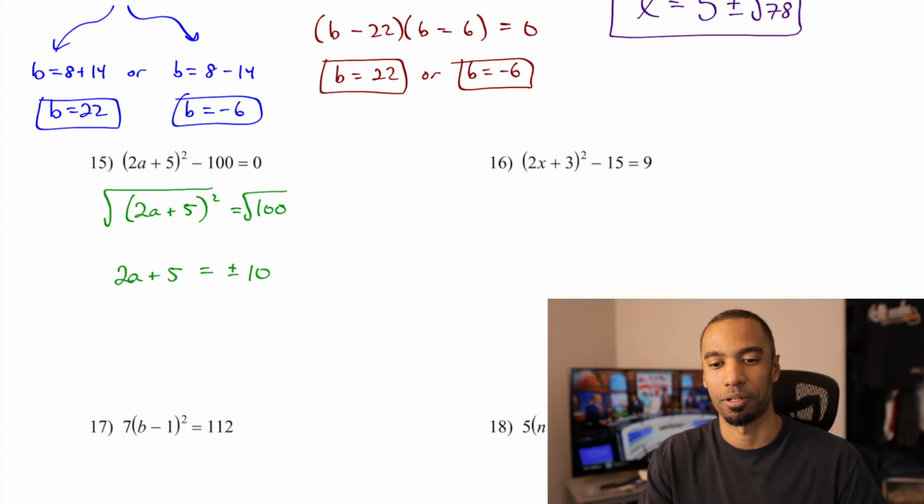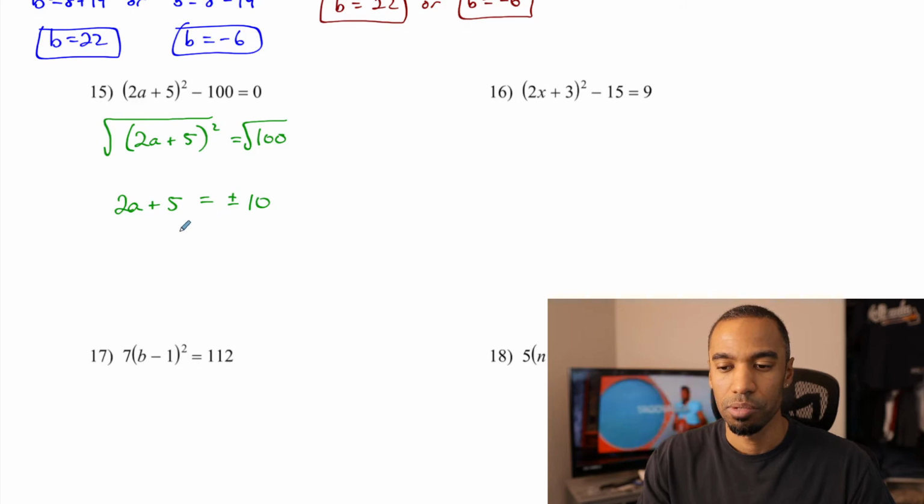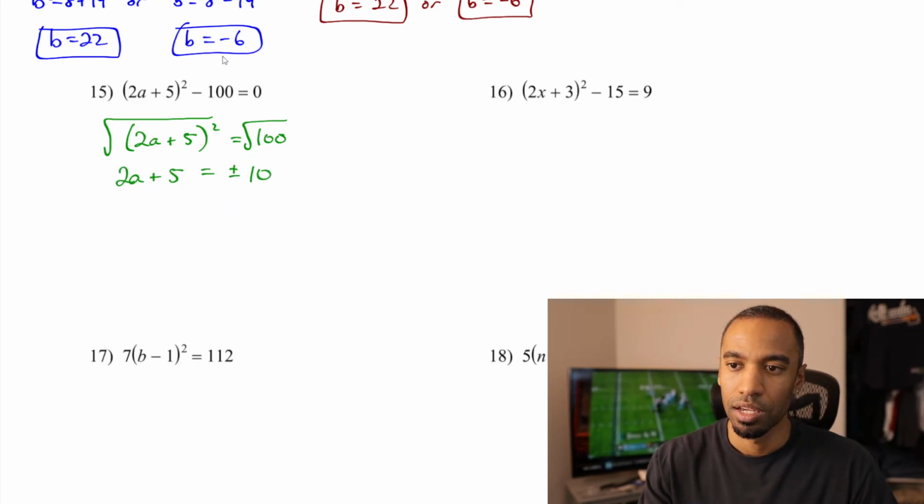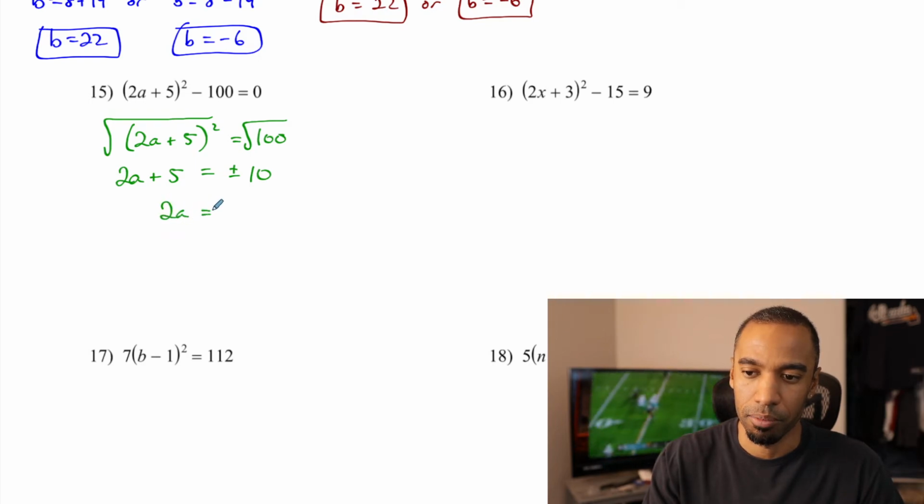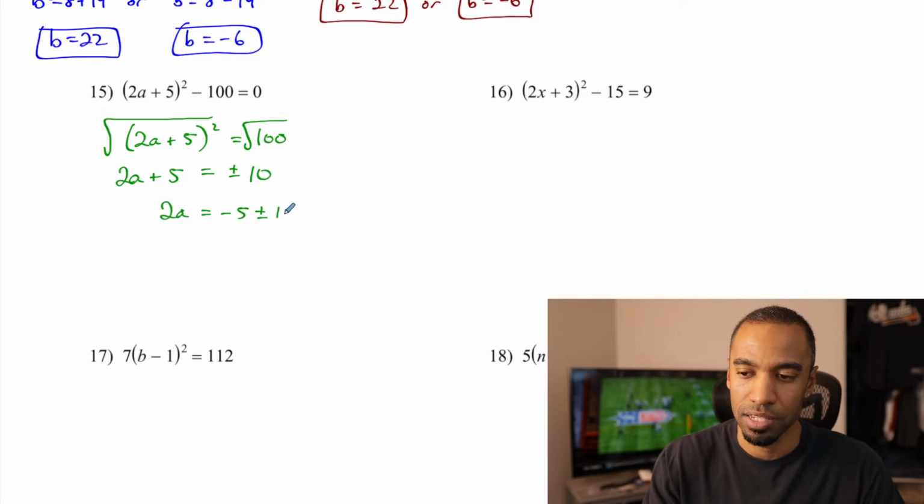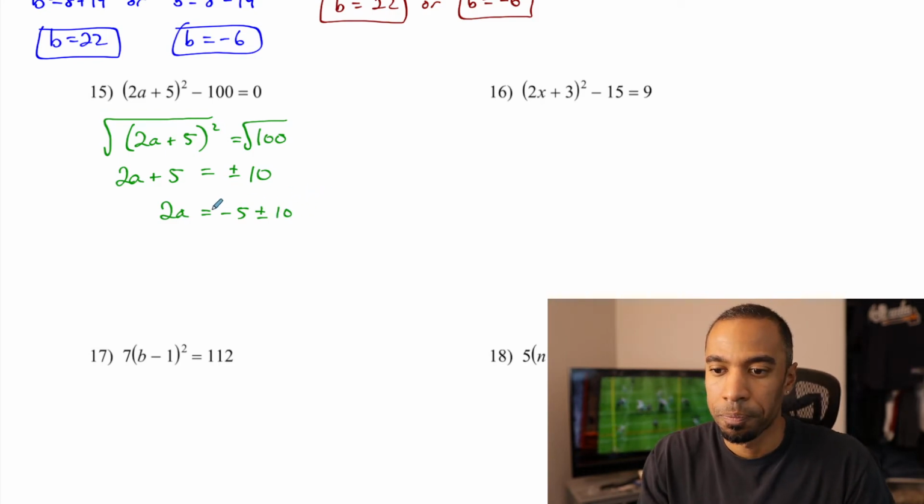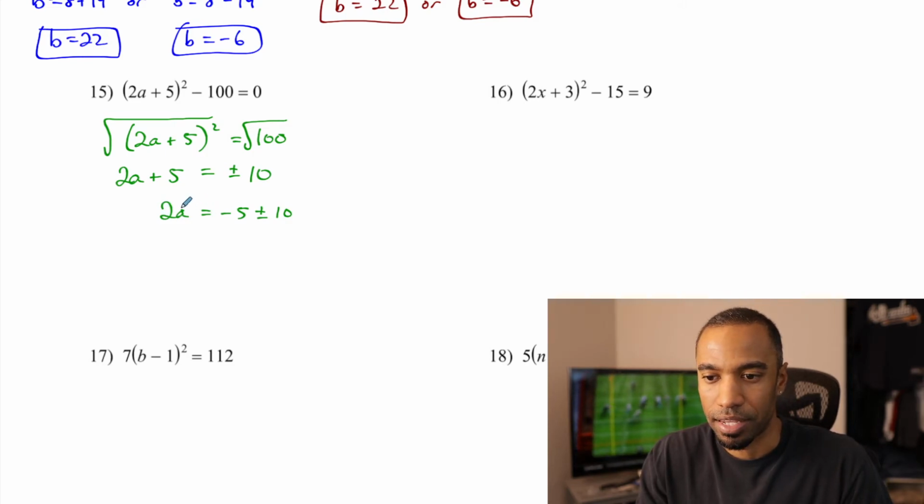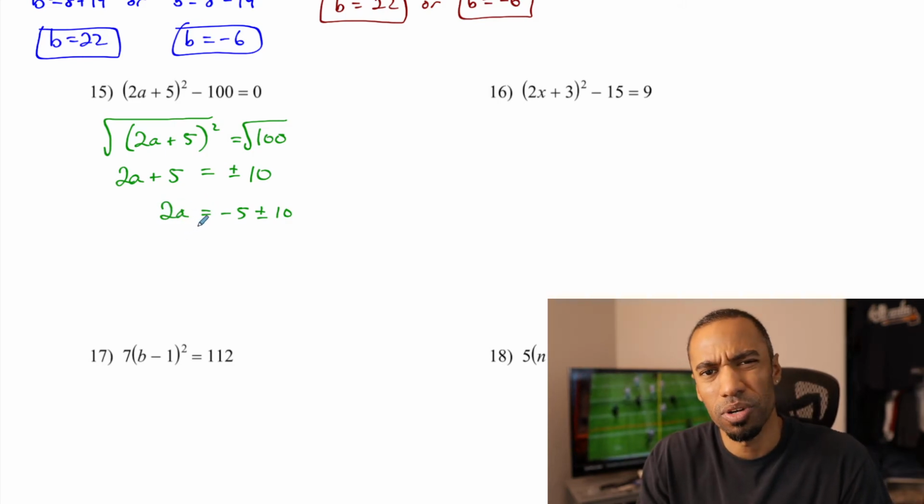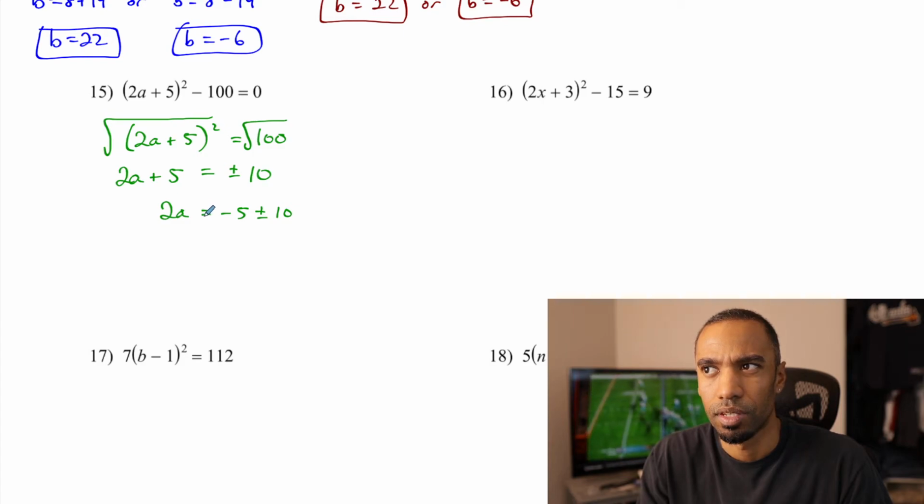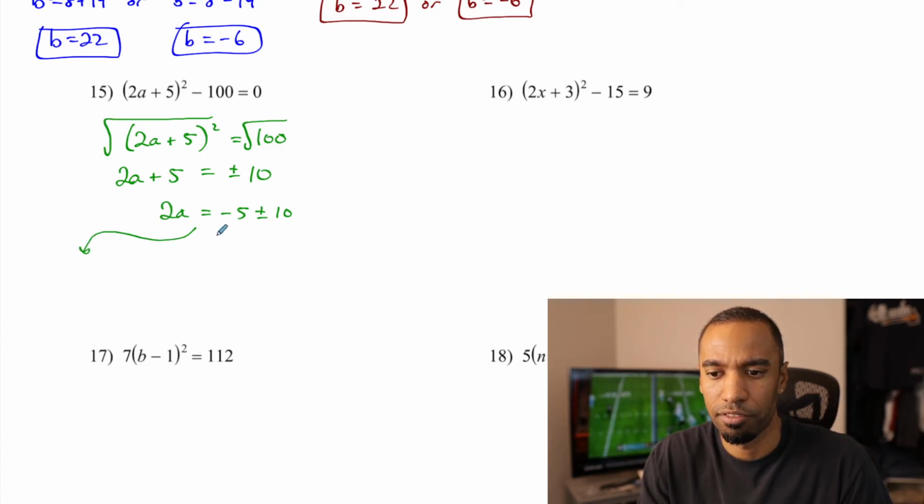Don't forget that part there. So now I'm going to subtract 5 over, and this is where, once again, you're going to want to really consider splitting your equations up in a moment. I subtract 5 over, I'll get negative 5 plus or minus 10, okay? And this is where I'm trying to think of what's a better approach: divide by 2 first, or split it up. I guess splitting it up is pretty fine here.